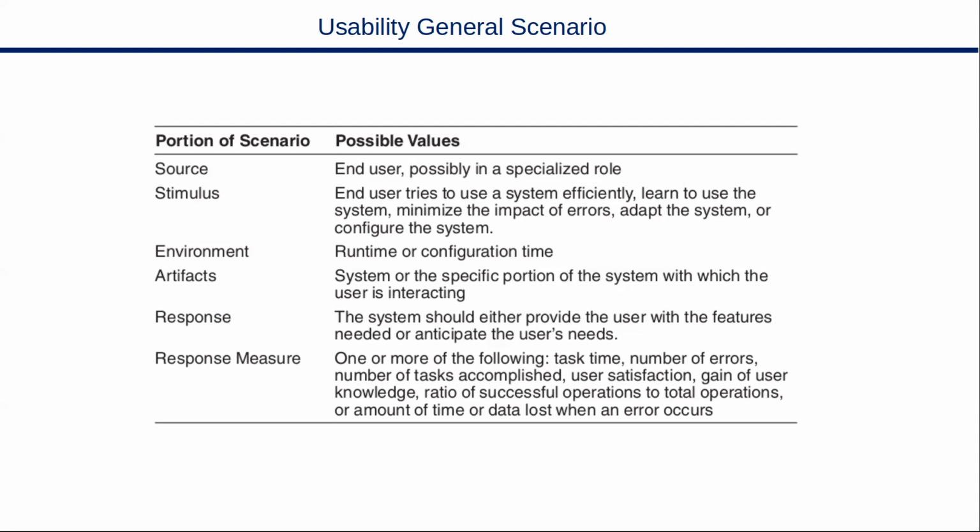Artifact. The artifact is the system or the specific portion of the system with which the user is interacting. Response. The system should either provide the user with the feature needed or anticipate the user's needs. The response measure. What can be the response measure? The response measure is task time, number of errors, number of tasks accomplished, user satisfaction, something like this.